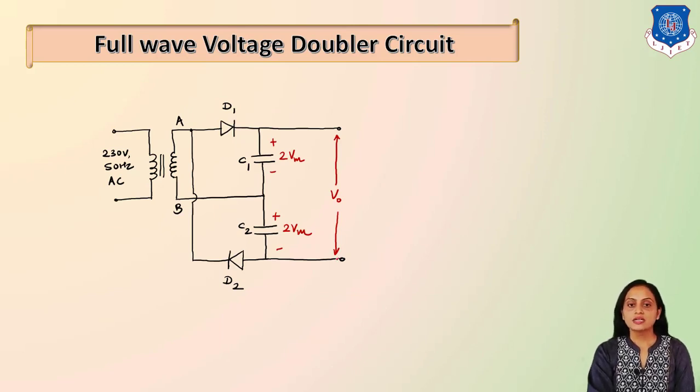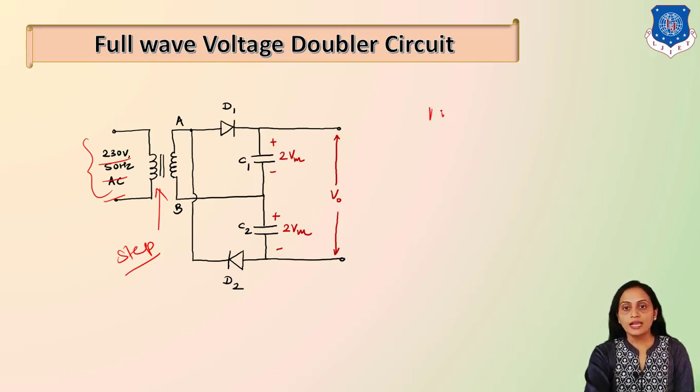So this is the circuit diagram for the full wave voltage doubler. Here we are using two diodes as we were using in the full wave rectifier. So input is applied from the AC mains, that is 230 volt 50 Hz AC. It is given to the transformer. This transformer is the step down transformer, and we will see how the voltage at the output we are getting is double the input voltage applied.